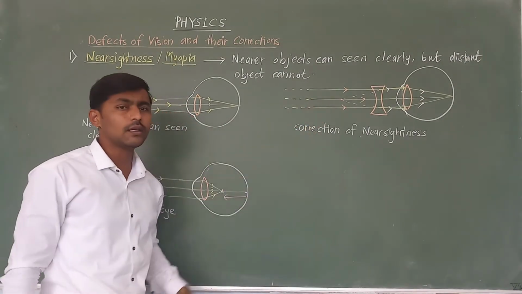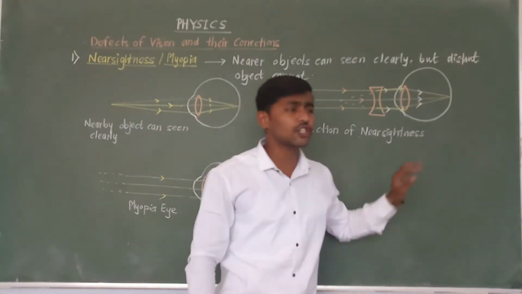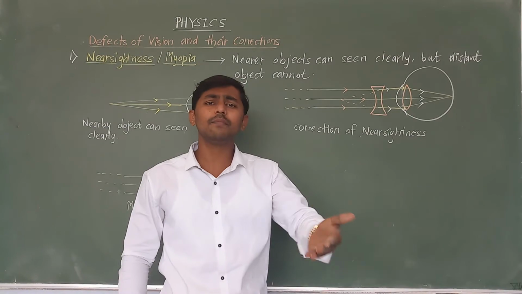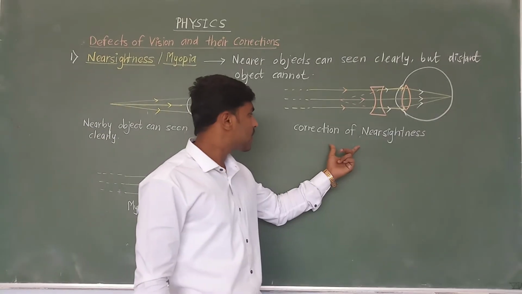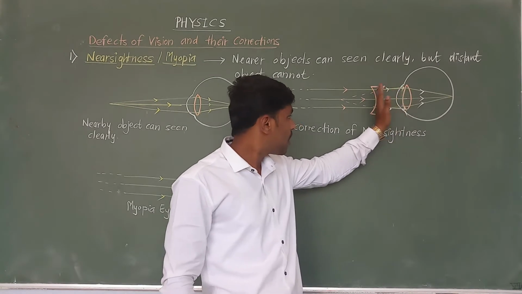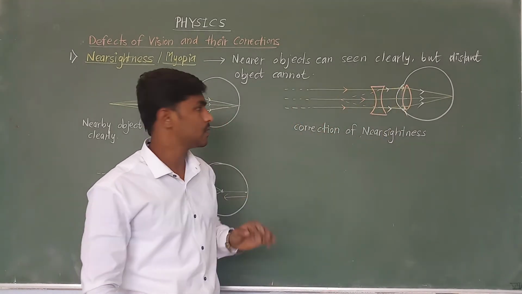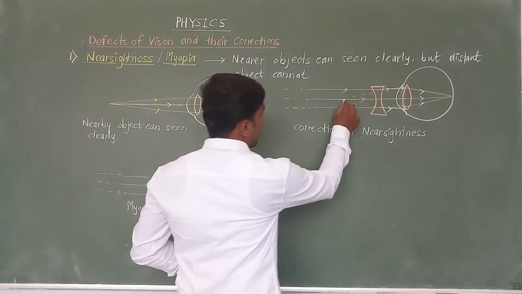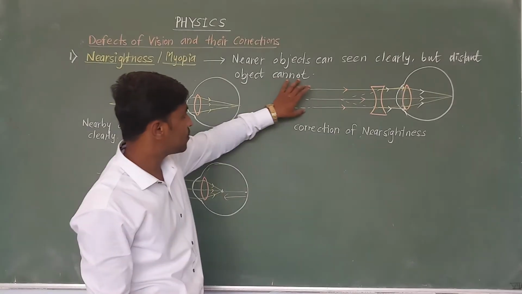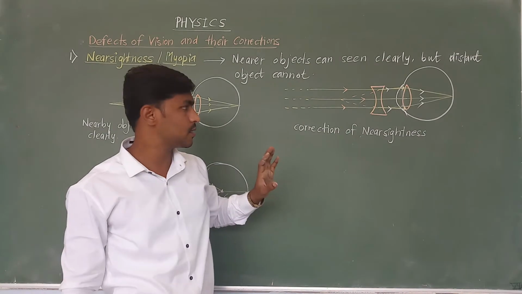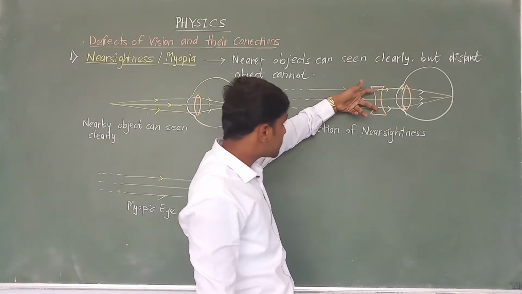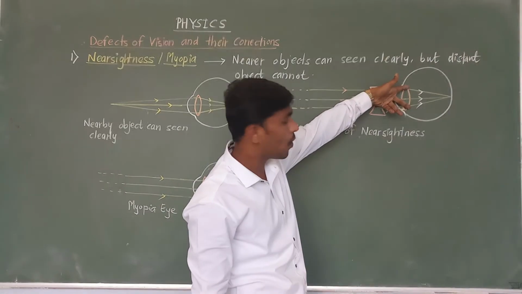I have drawn here the diagram showing the correction of nearsightedness, meaning how nearsightedness can be overcome. It is clearly shown in this diagram. We have used a concave lens. These are the nearer object rays, and these are the far object rays. As we use a concave lens, this will be diverged at this point.